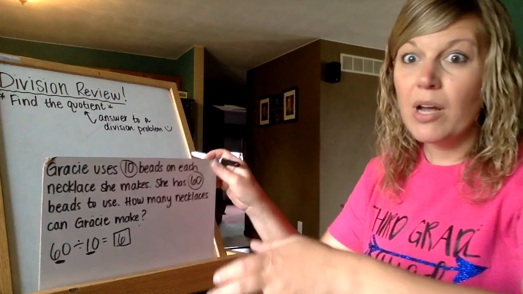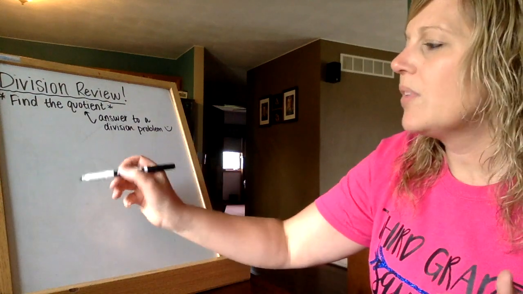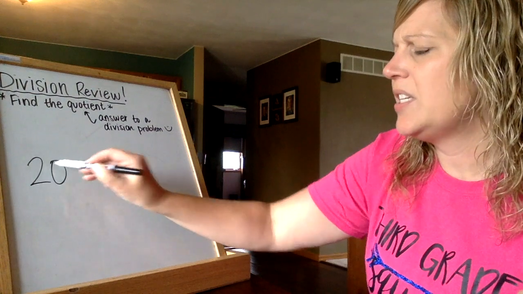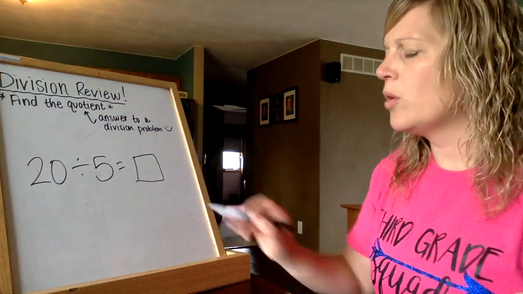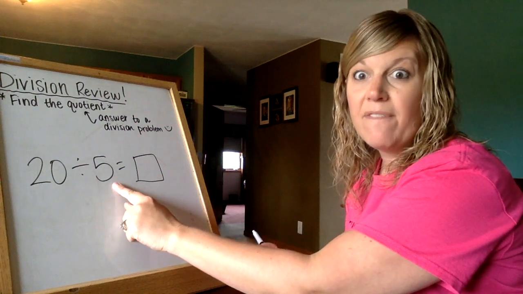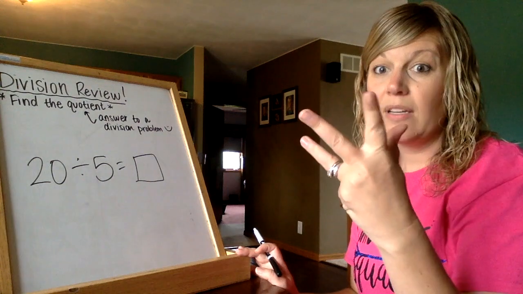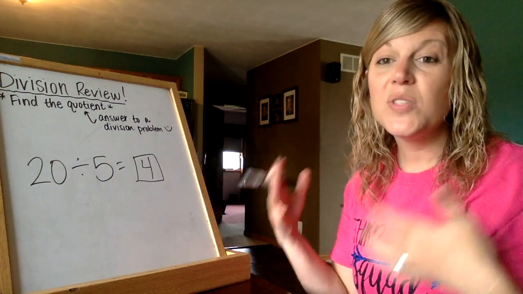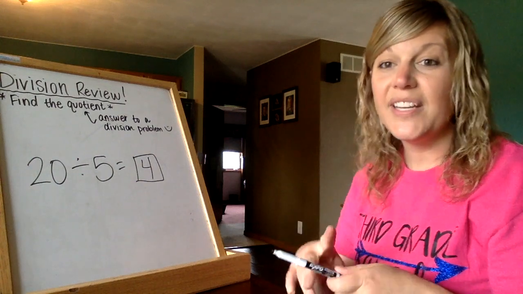Let's do another problem with that really quick because that might be kind of a newer one for some of you. We'll pick a 5. So if I had 20 divided by 5 and I had to find the quotient, I skip count by 5s and stop at 20. 5, 10, 15, 20. How many is that? 4. The quotient is 4. So skip counting is a quick way to find the quotient in a division problem.